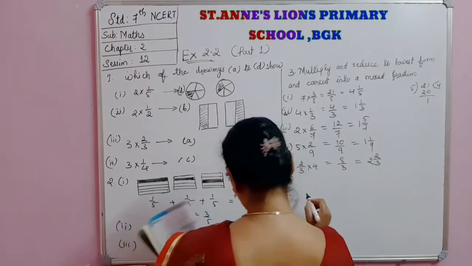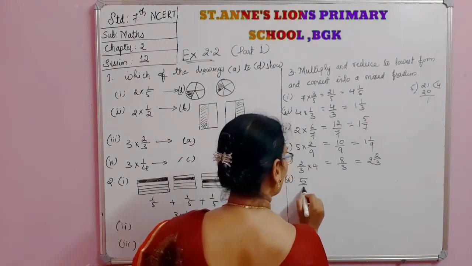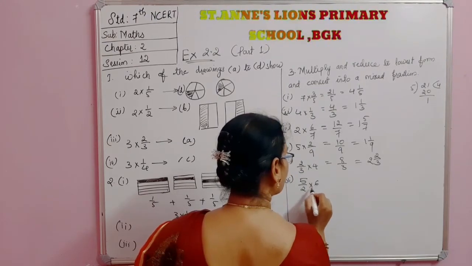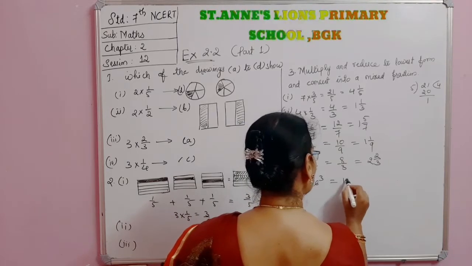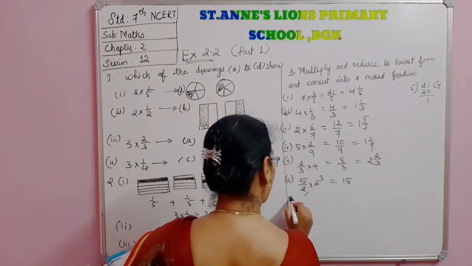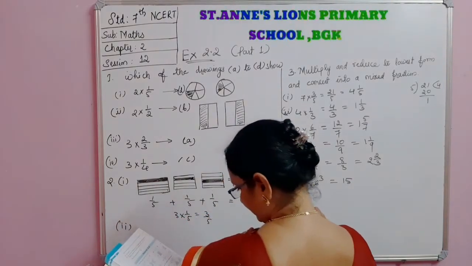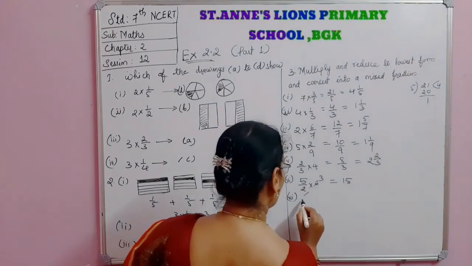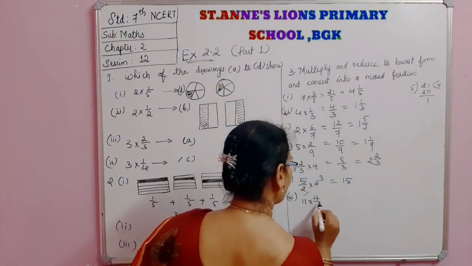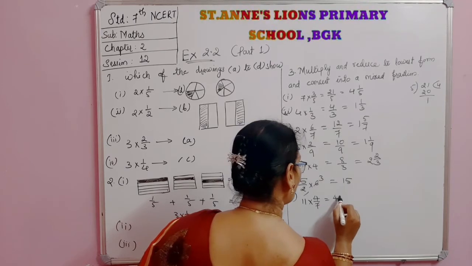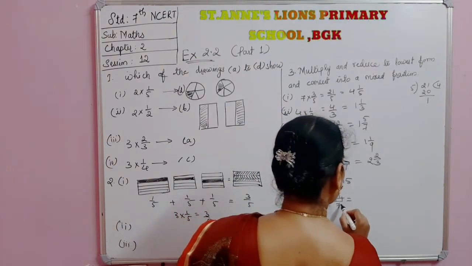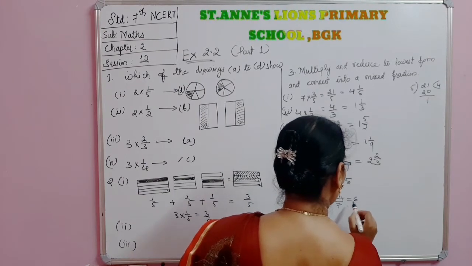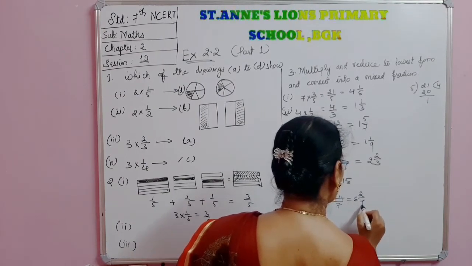Next 5 by 2 into 6. See here, 5 by 2 into 6. 2 ones are 2, 2 threes are 6, 5 threes are 15, is the answer. Seventh one, 11 into 4 by 7. 44 by 7. Then that is 7 6s are 42. 6 integer 2 by 7.